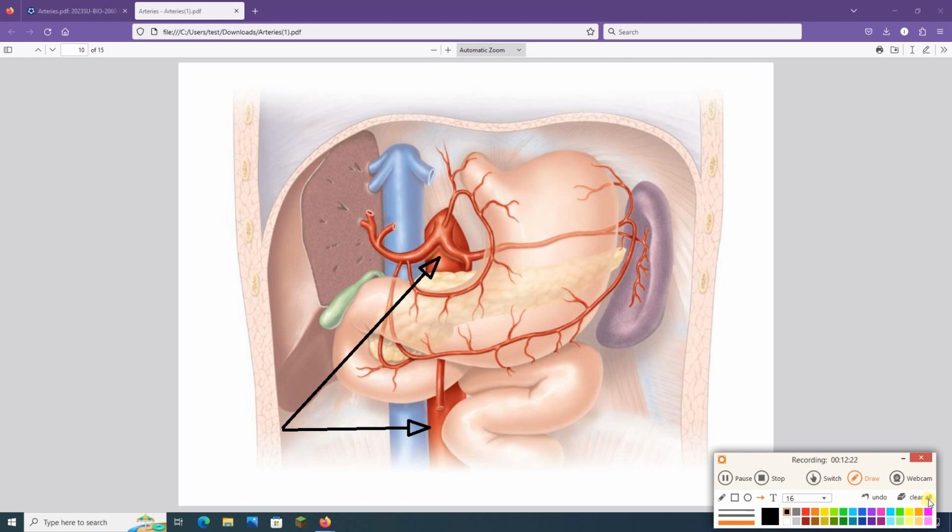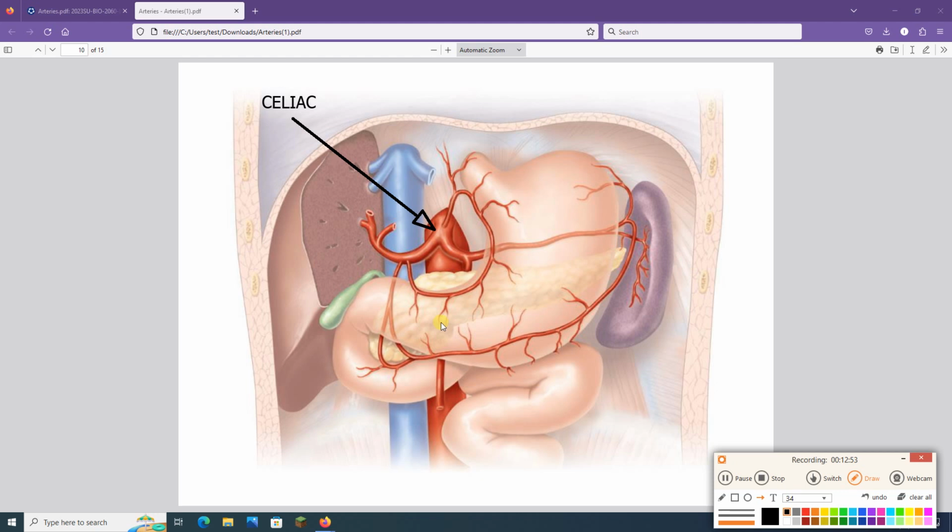And the very first branch that we care about coming off the descending abdominal aorta is this short artery right here. Kind of short, kind of wide. That short artery right there is known as the celiac artery. It is sometimes called the celiac trunk, but that is my celiac artery.